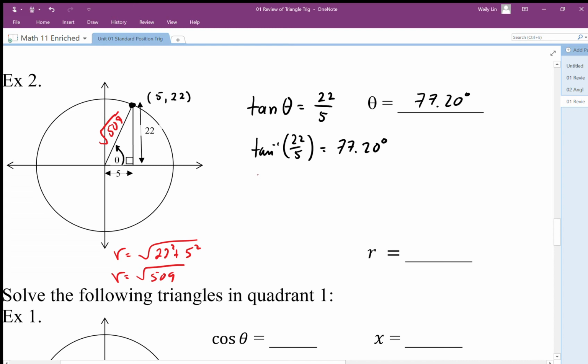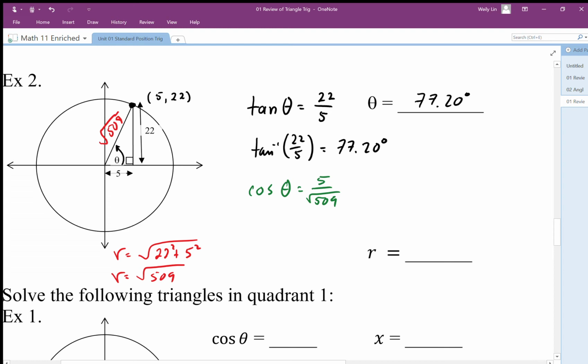And then we could write the other ratios as well now. So I can now express my cosine. My cosine is going to be my horizontal. So I know that cosine of theta, I'm going to keep calling it theta, but we now figured it out, 77.20 degrees, the cosine is going to be 5 over square root 509.